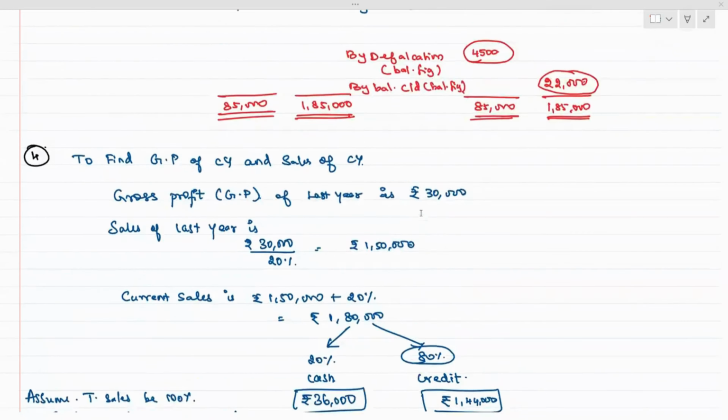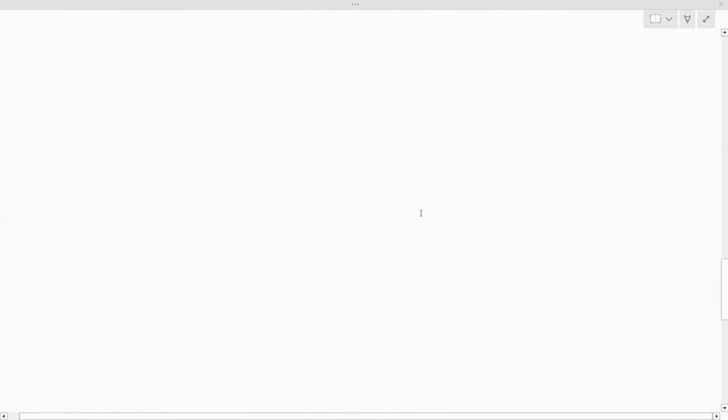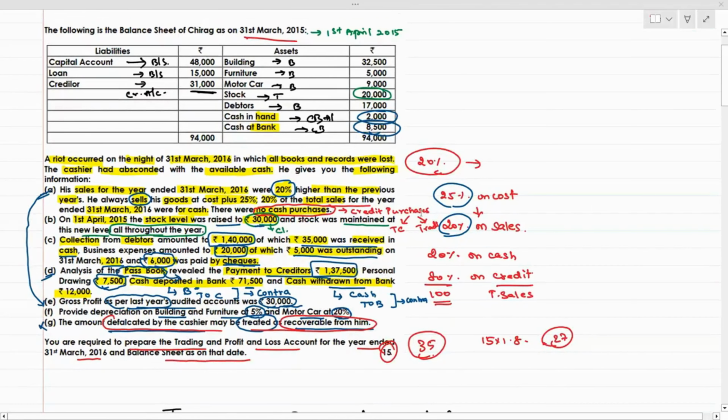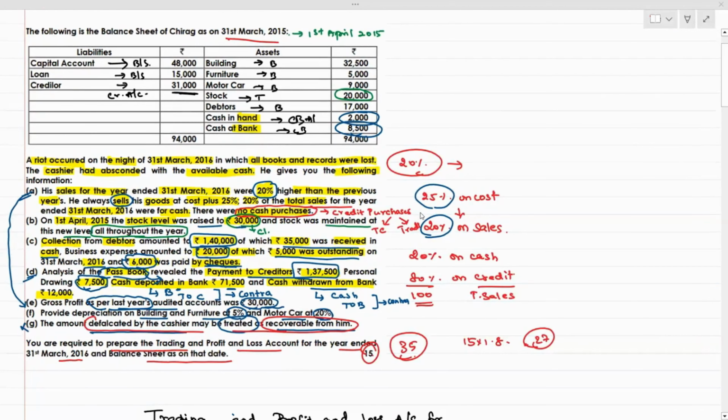For the question, you will already get it in your Telegram channel. We have already provided the question. If you want the interpretation, I will just show it, how to interpret the question.